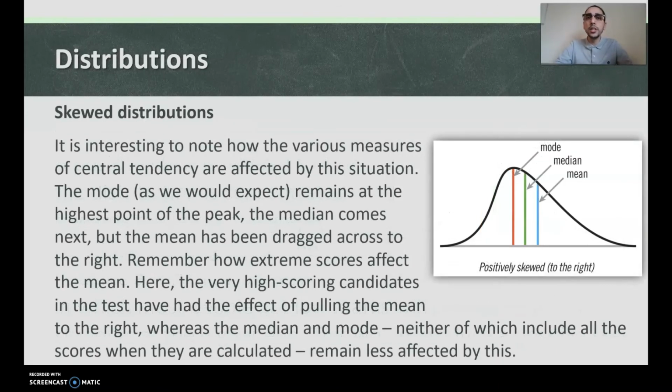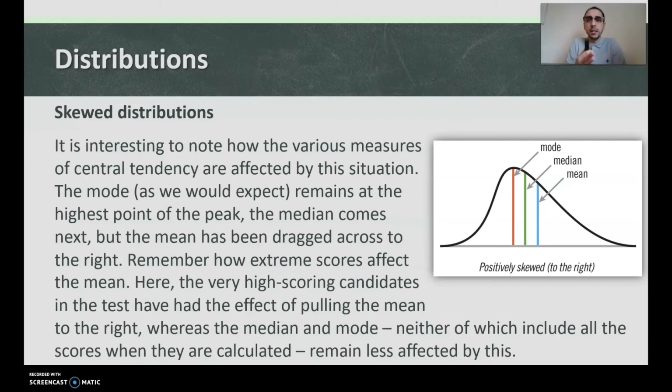It is interesting to note how the various measures of central tendency are affected by this situation. The mode, as we would expect, remains at the highest point of the peak because that's the most often, right? The most people, most often mode, the most frequent is going to be the people at the top of the distribution curve, of course, because that's what it is.